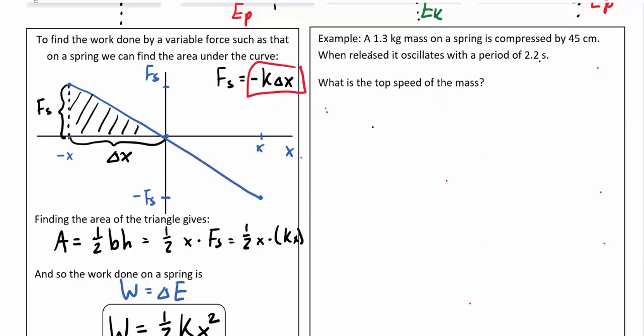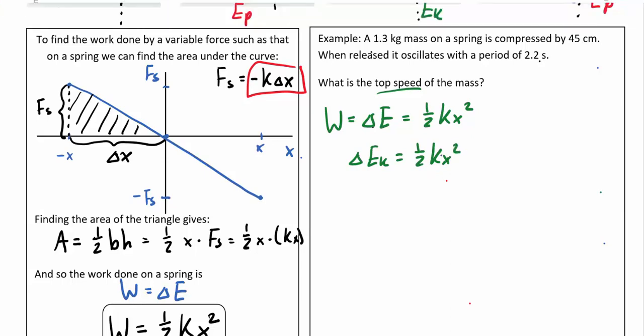We know that the work done on the spring, equal to a change in energy, is going to equal 1/2 kx squared. Now, when this spring is completely compressed, that's a change in potential energy. But when that spring is released and it's traveling at its top speed, all of that potential energy is going to turn into kinetic. And so this could be our change in kinetic energy is equal to 1/2 kx squared.